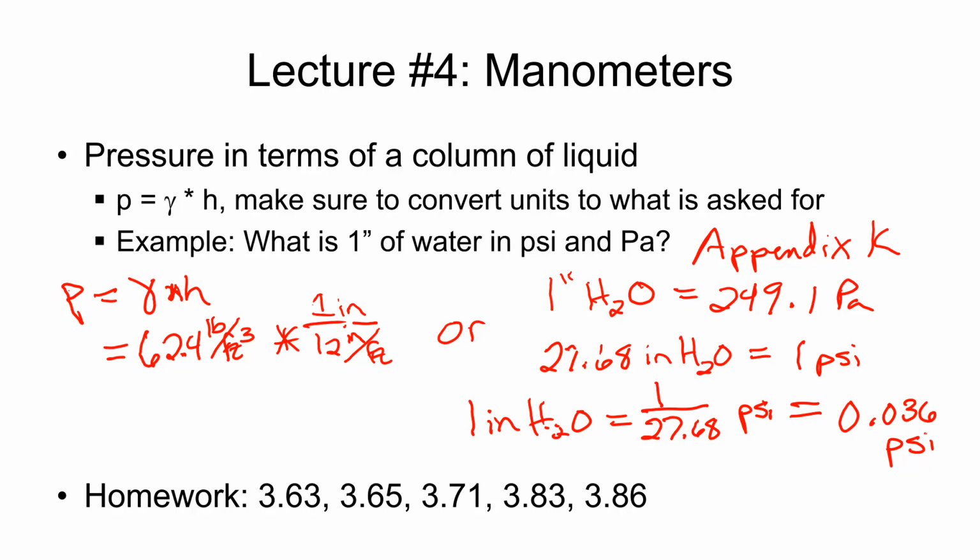For homework, I'll have 5 problems to do, chapter 3 problems 63, 65, 71, 83, and 86. A couple of these are manometer type problems, and then other ones are some barometer and incline manometer type problems. So fairly straightforward, but again, we'll go through that one last example problem on Friday in class, and this homework will be due on Monday. That should be Monday, September 9th.